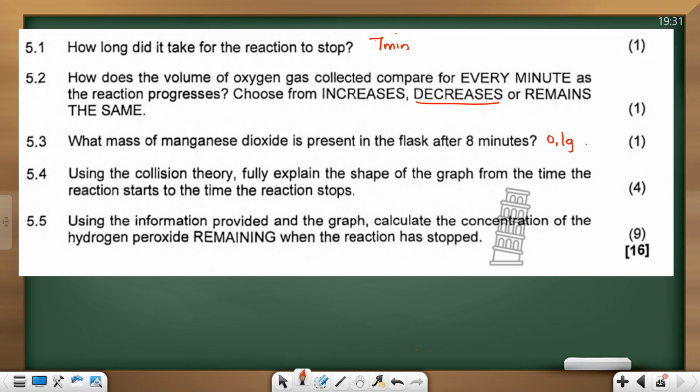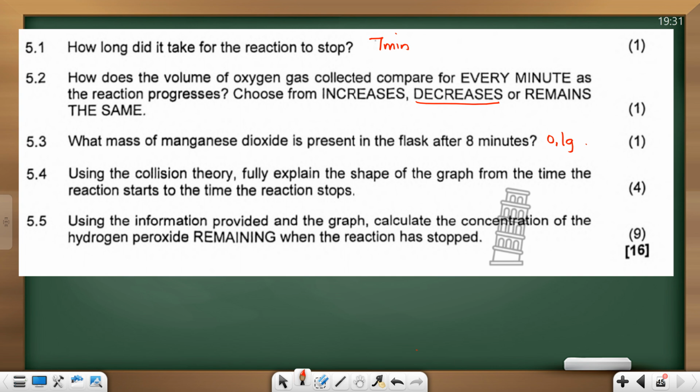So use collision theory. Fully explain the shape of the graph, which I've explained. Please don't write too many things. 4 points. When the reaction starts, lots of particles are available. All right? A high rate of reaction, and the gradient is steep. As the reaction progresses, what happens? Particles decrease, gradient becomes gentle. And at the end of the reaction, particles are used up, gradient is 0. I'll show you the memo. We can take a picture. Ooh, wait. Look at the last one.